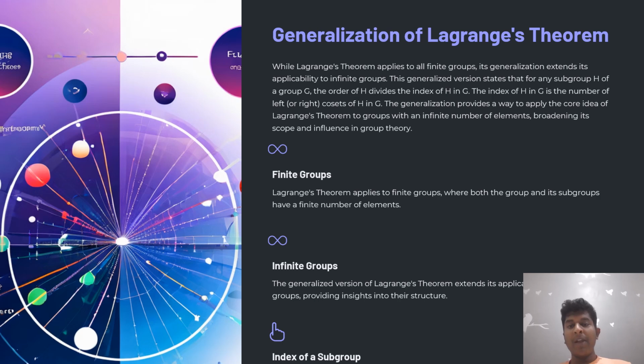Index of a subgroup. The index of a subgroup H in a group G is the number of left or right cosets of H in G. Divisibility. The generalization states that the order of H divides the index of H in G, similar to the original theorem's concept of divisibility.